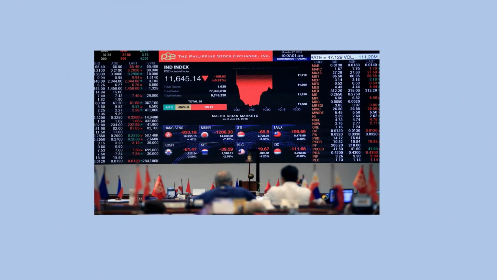This is an example of the Philippine Stock Exchange. You can see this on Facebook or the different internet access, and we can see all the different stock exchanges in all the parts of the world.